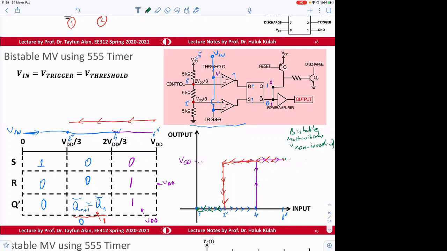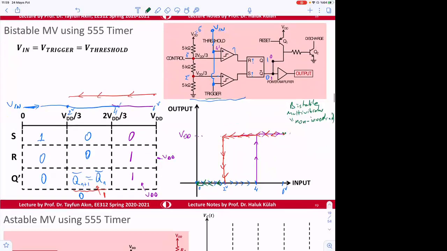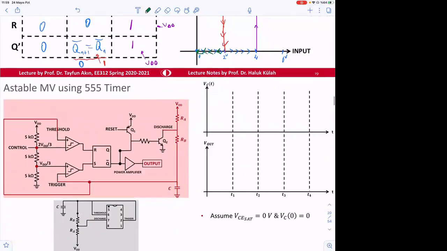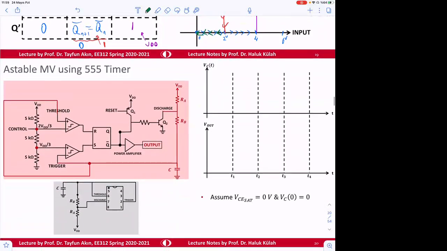Here, notice that we obtain this kind of graphic by connecting trigger to threshold and defining it as input Vin. So if we just put here at the output some resistors and capacitors, then we can obtain a multivibrator here. So that is done here.